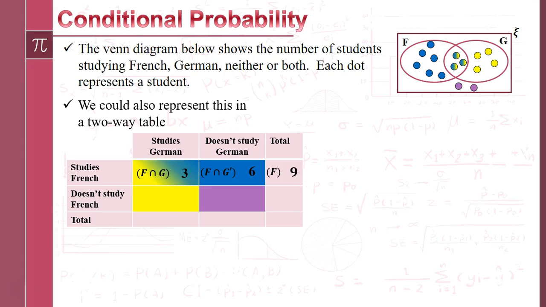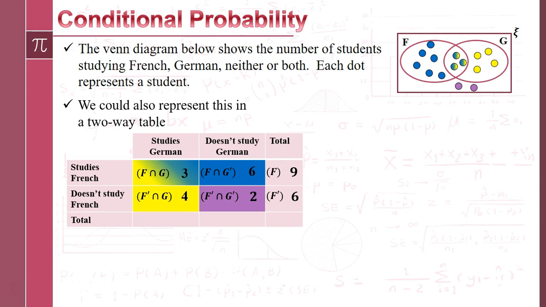Let's have a look at the ones that don't study French. So these are the ones that don't study French but do study German. So that's not French, and at the same time they do German. So there's 4 of those. We've got the ones that don't study either, which is complement of F intersection complement of G. So that's the 2 students. So therefore we've got the number of students not studying French, which is 6 of those.